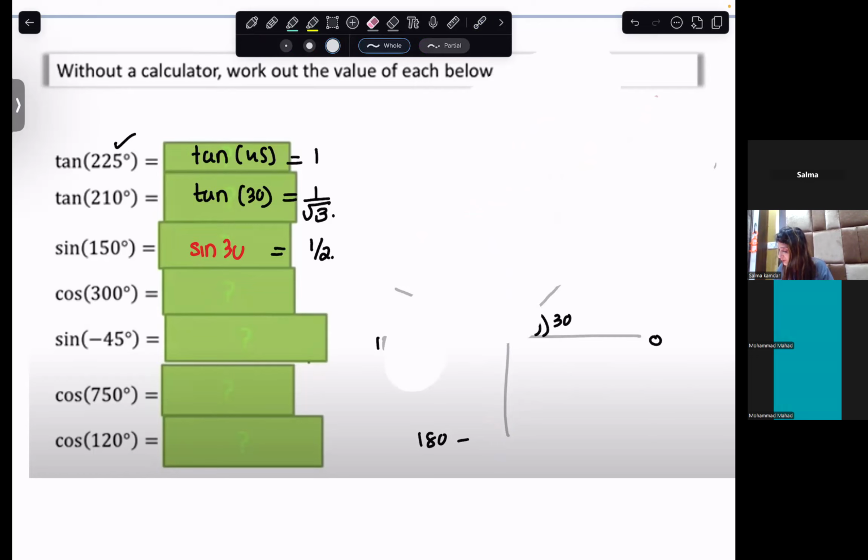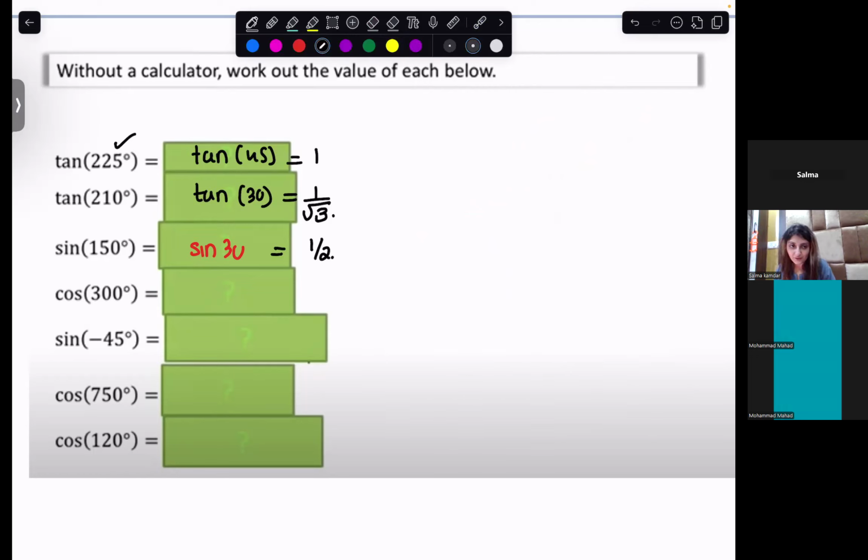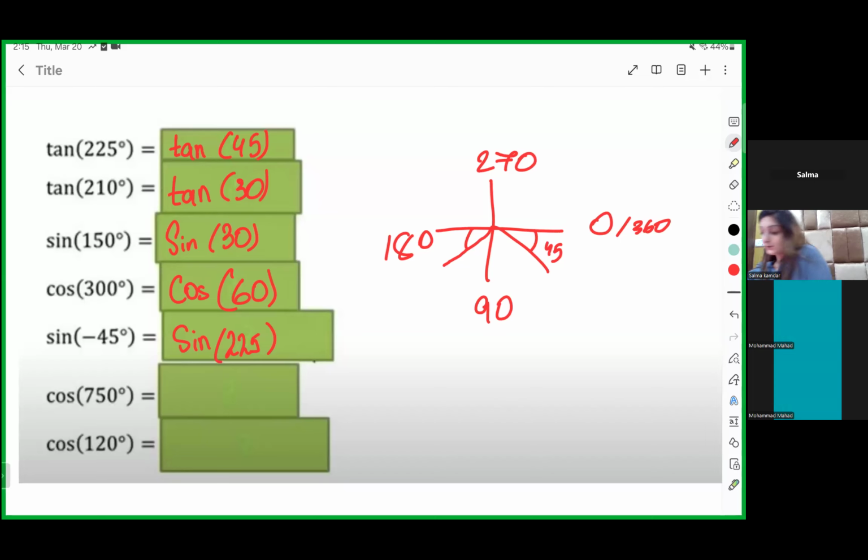Cos 300. I'll give you some time to try it and then I solve with you. So we are looking at cos 750. We are starting from here: 0, 90, 180, 270, 360. I am going up to 750. So this is one unit circle.